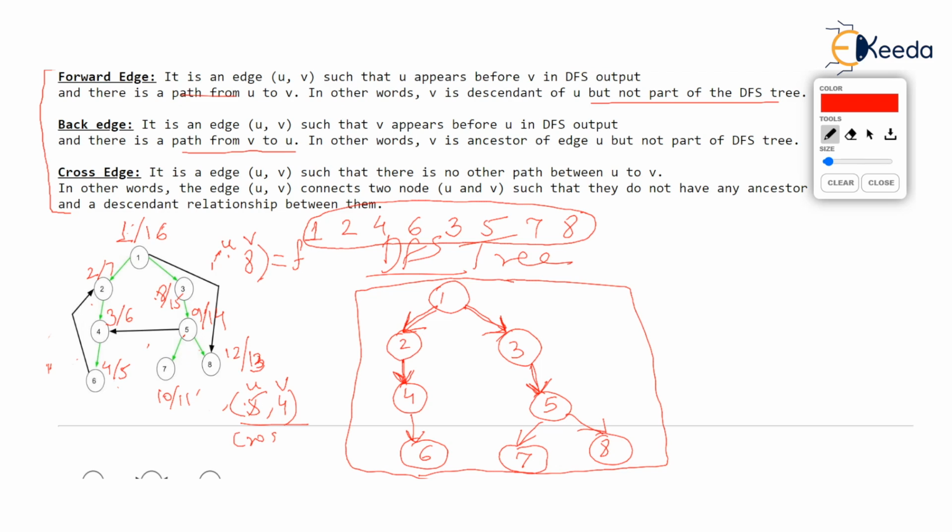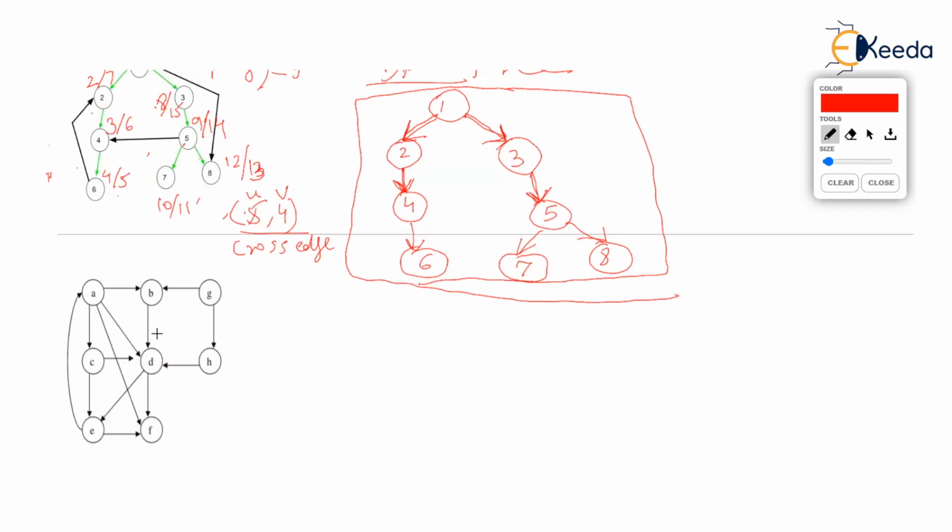Some more things I have written in the definition. That is, in forward edge, we say V is descendant of U. These are very important from GATE point of view. And in back edge, V is ancestor of U. And in cross edge, they don't have either ancestor or descendant relationship between them. Before we come to any conclusion, let's try to do DFS traversal on this graph.